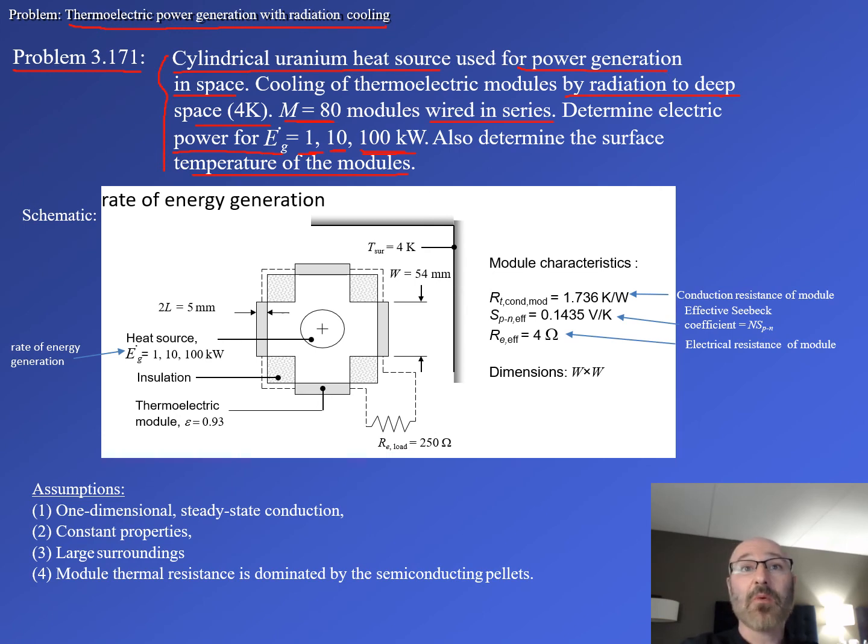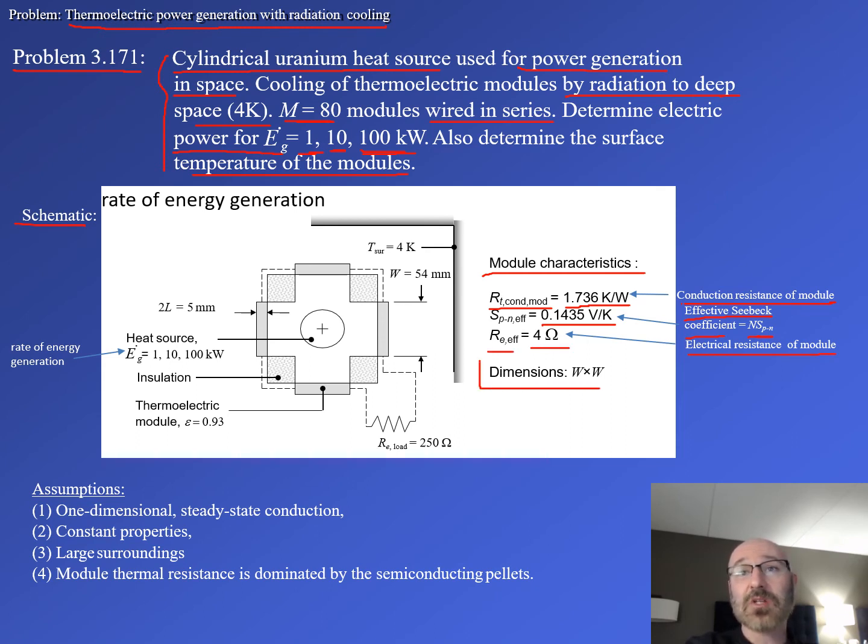So now what we want to do is create a new schematic down here, a little bit more detail, a little bit neater. We have the module characteristics over here. We have the conductive resistance of the module, R sub T, which is equal to 1.736 K per W. We have our effective Seebeck coefficient, equal to 0.1435 volts per Kelvin. Then we also have our electrical resistance of the module, R_e effective, of 4 ohms.